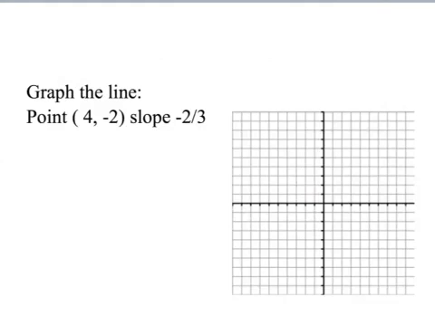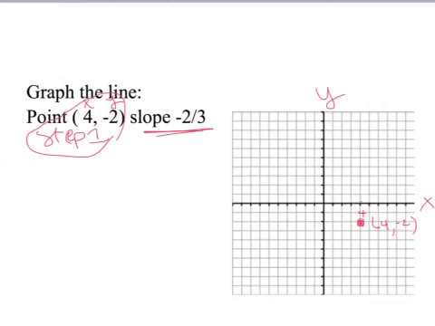Let's graph the line that goes through the point 4 and -2 and has a slope of negative 2/3. So step 1 is to graph this point. So this is my x, this is my y. Remember, your coordinates go in alphabetical order. So it's going to be 1, 2, 3, 4. And then -2 is going to be down 2 from there. So this is the point 4, -2.